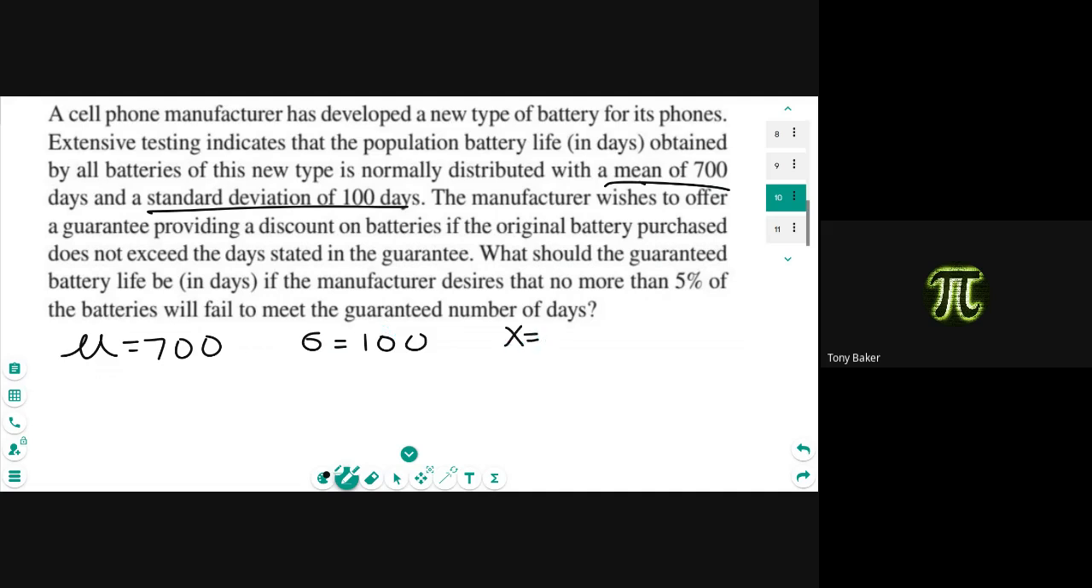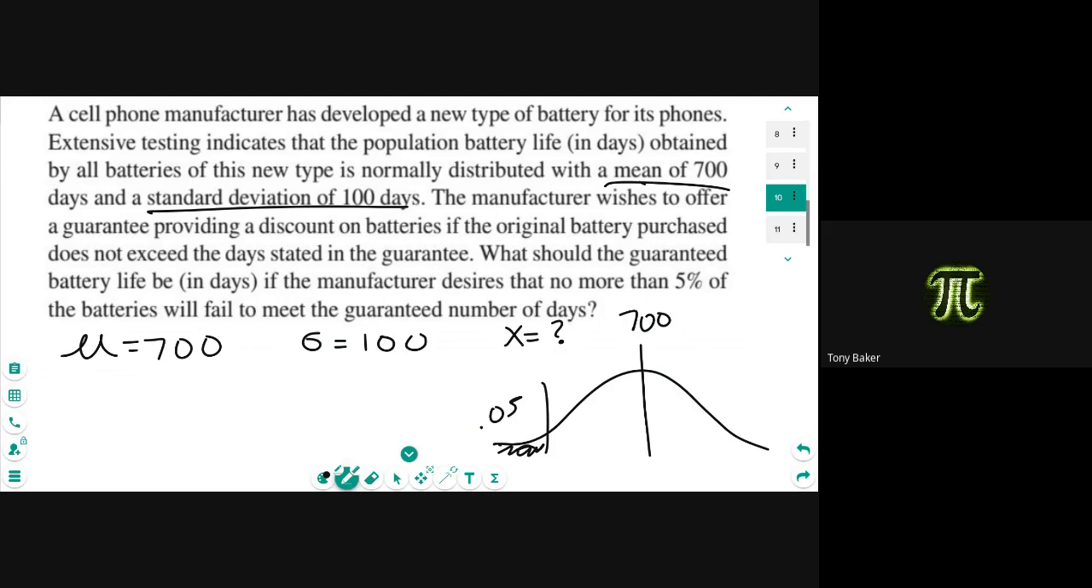Okay, and we're looking for X in this case. We're looking for the battery life, right? They gave me my percent of 5%. So if we look at our bell curve, this is the mean, that's 700. They want to replace batteries, so this is going to be on the low end, right? We're looking at 5% over here. So that's going to be 0.05. So that's going to be your percent.